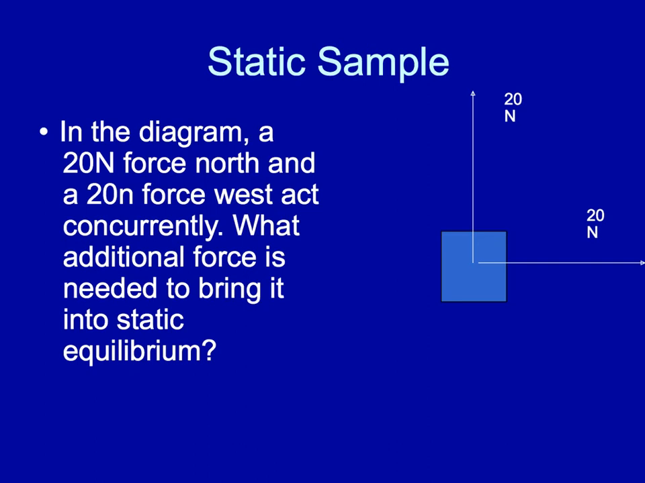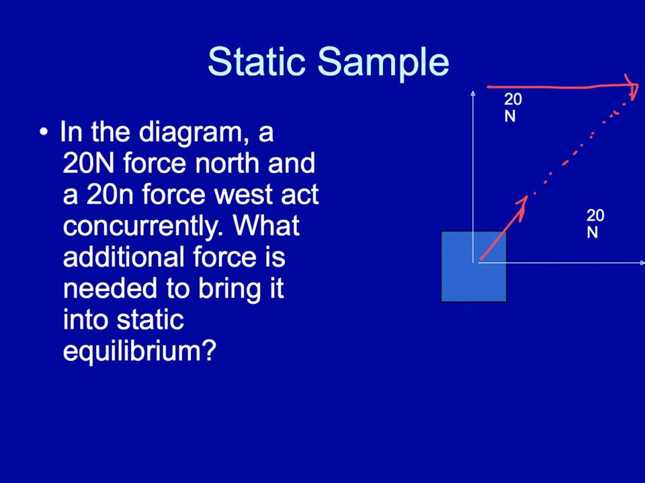Now in the diagram, you have a 20 Newton force north and a 20 Newton force west acting concurrently. What is the additional force needed to bring it into static equilibrium? Key thing to understand is if I have 20 newtons up and 20 newtons to the right, the object's going to move this way. The way I calculate how much it's going to move this way is to draw one of the vectors over here. So that dotted line is going to be the path that it follows.